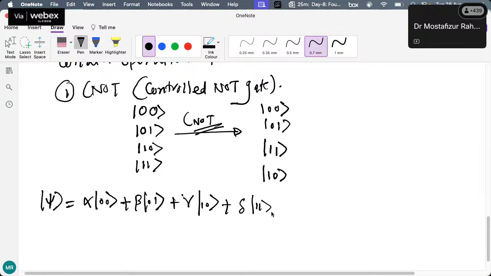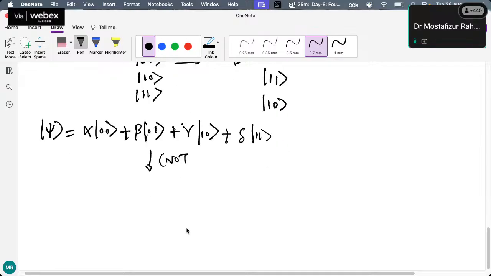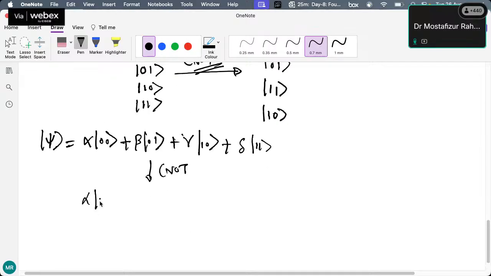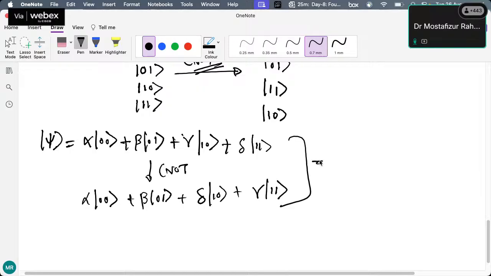So gamma 1 0 and delta 1 1. And if I perform the C-NOT gate, what I get is alpha 0 0 plus beta 0 1. These two are unchanged. But here I have a swap, and I will effectively be getting delta 1 0 plus gamma 1 1, right? So in the vector notation, what will happen in the tensor product form?